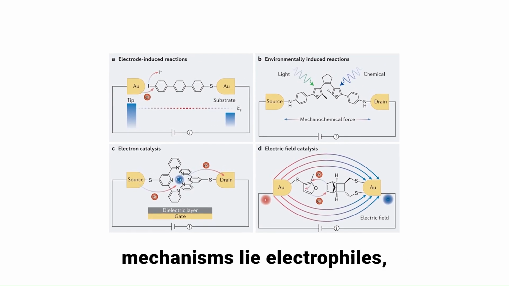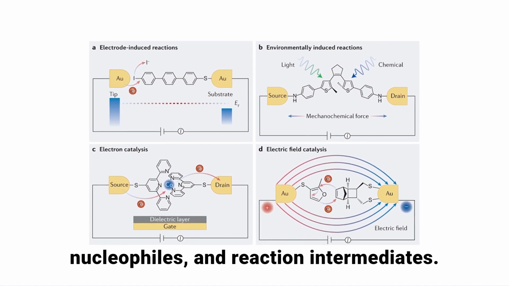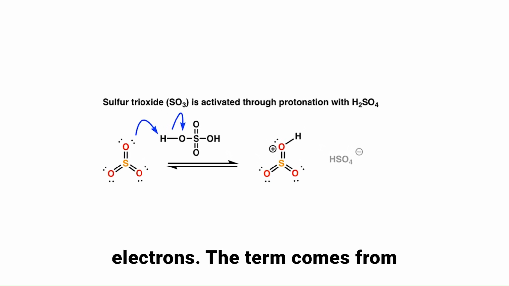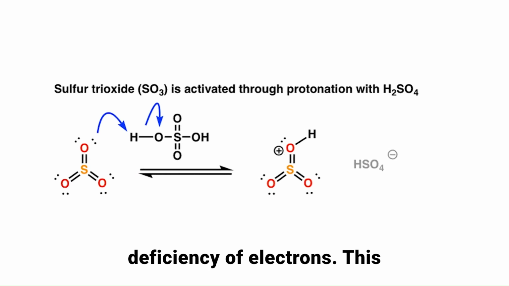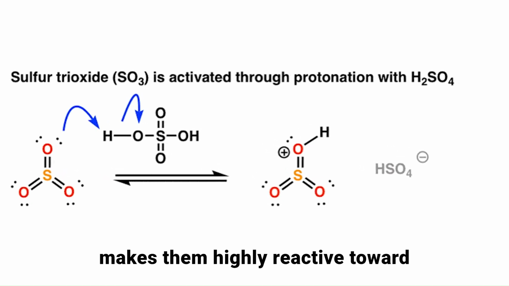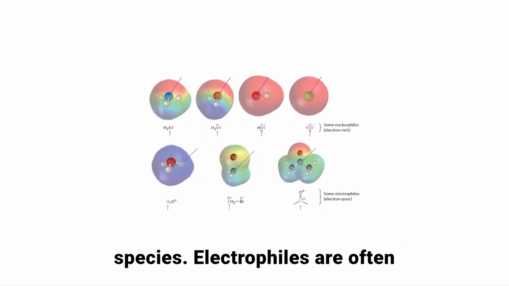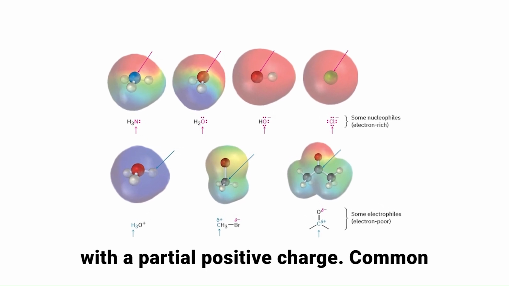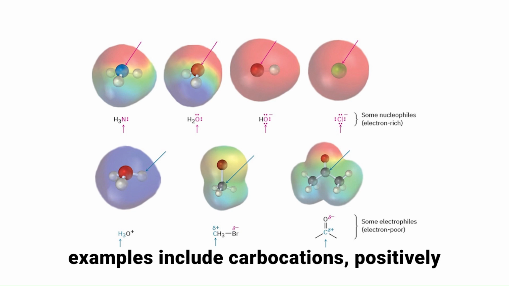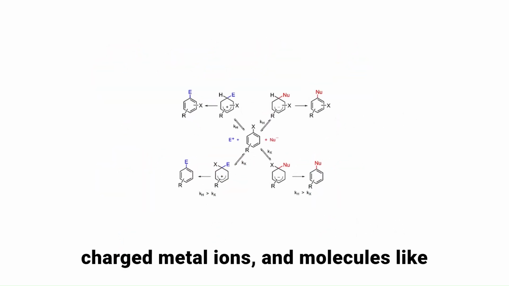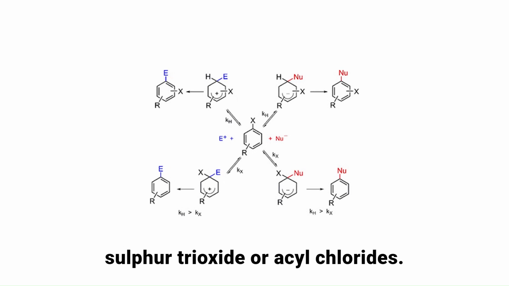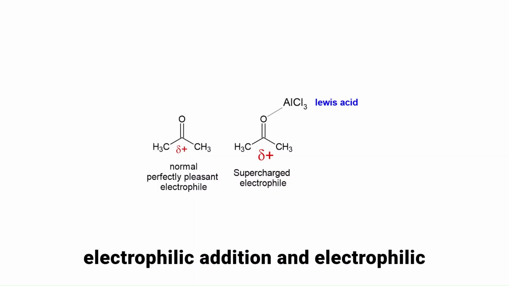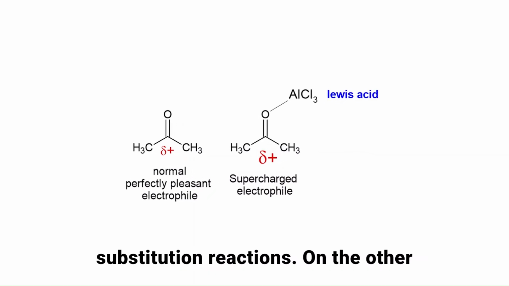At the heart of these mechanisms lie electrophiles, nucleophiles, and reaction intermediates. Electrophiles are species that seek out electrons. The term comes from electron-loving entities that have a deficiency of electrons. This makes them highly reactive toward negatively charged or electron-rich species. Electrophiles are often positively charged or neutral species with a partial positive charge. Common examples include carbocations, positively charged metal ions, and molecules like sulfur trioxide or acyl chlorides. Their reactivity plays a crucial role in several organic reactions, such as electrophilic addition and electrophilic substitution reactions.